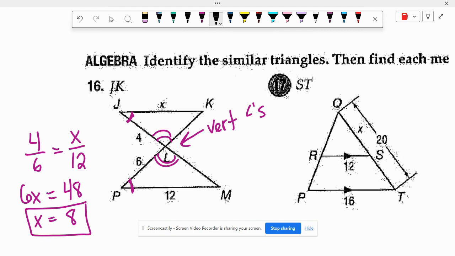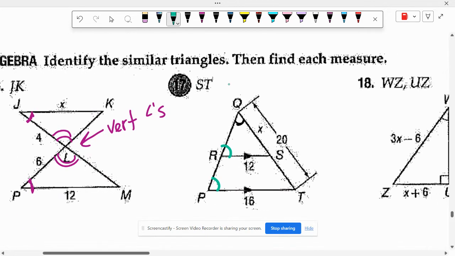Okay, let's look at number 17. So I know that these two triangles are similar because angle Q is congruent to itself, and I have parallel lines, which means that angle R is congruent to angle P. So I know that those two triangles are similar. Let's set up some proportions.